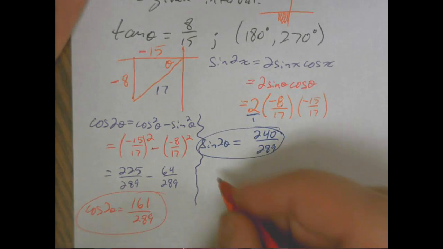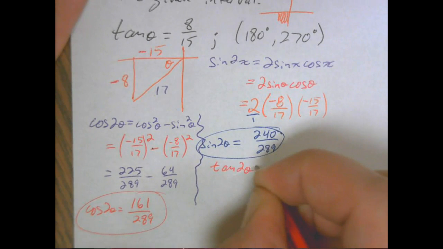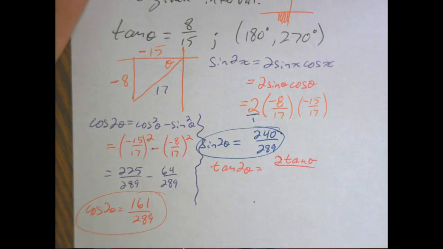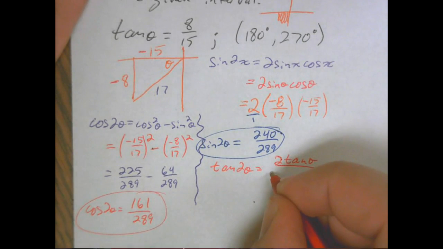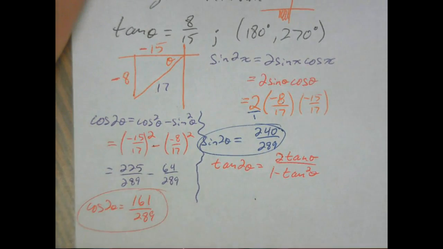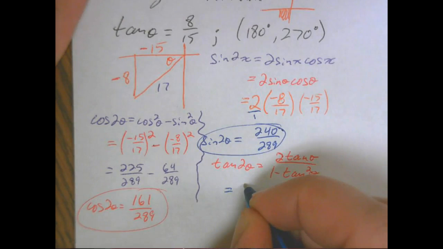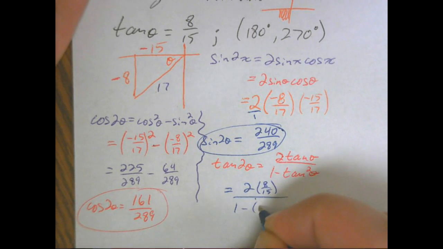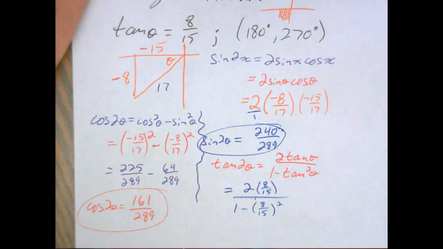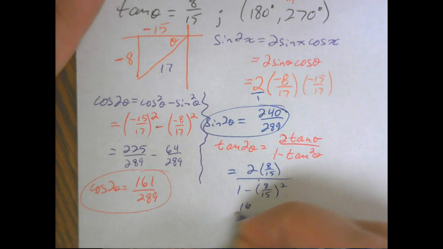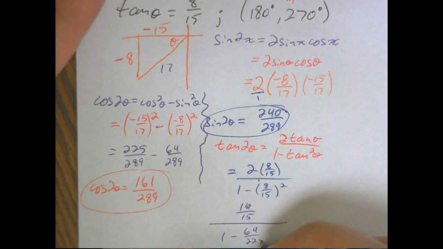Alrighty. And for tangent 2 theta, again, that's the identity down there at the bottom. So this is 2 tan theta over 1 minus tangent squared theta. Alrighty, and then evaluate those where they are. So 2 tan theta is 8 over 15, all over 1 minus 8 over 15 squared. So this will be 16 over 15 all over 1 minus 64 over 225.